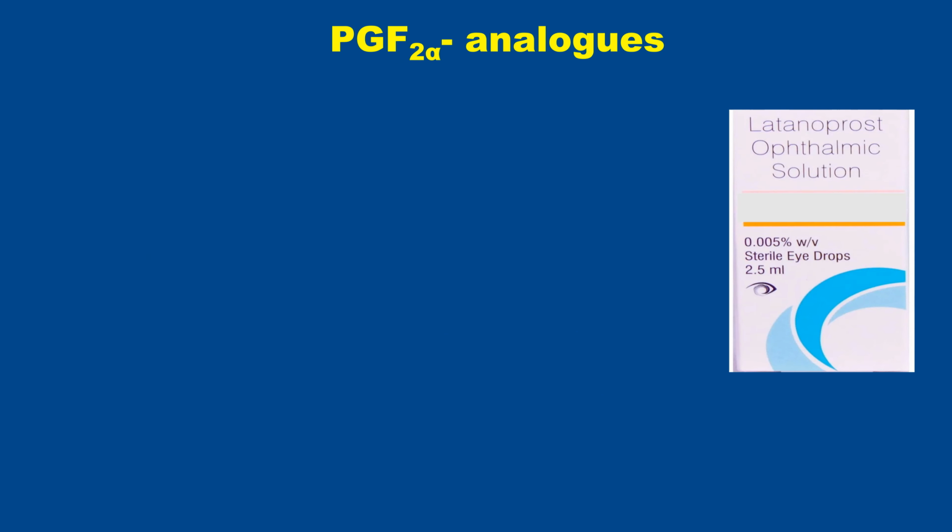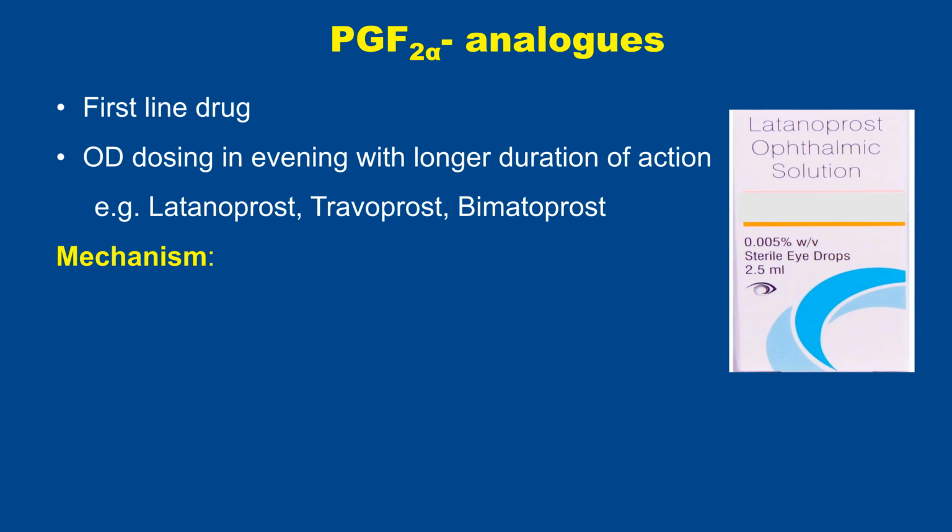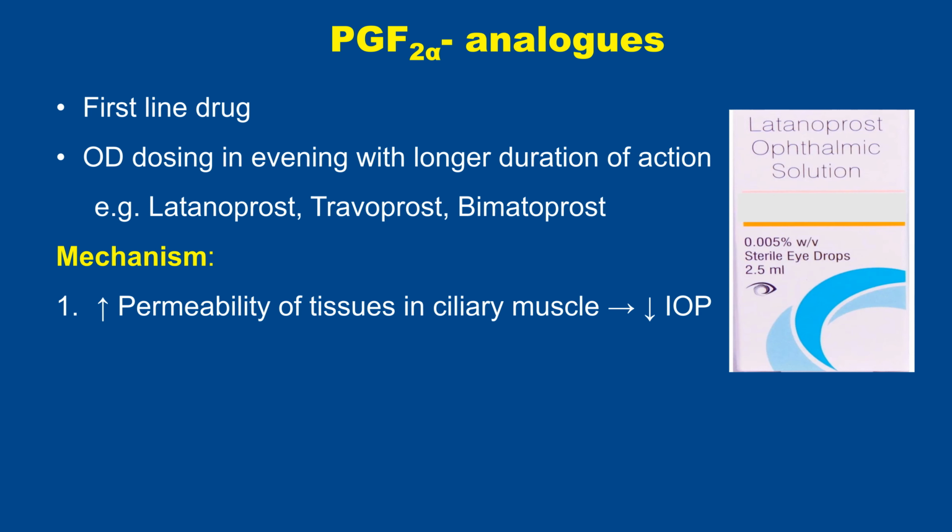So the first class of drug is prostaglandin analogs, that is PGF2 alpha analogs. They are considered first line drugs with once daily dosing and longer duration of action. Examples of this kind of prostaglandin analog include latanoprost, travoprost, and bimatoprost. Mechanism of action of this kind of drugs: they are prostaglandin analogs, so they act on the prostanoid receptors present in the ciliary muscle.